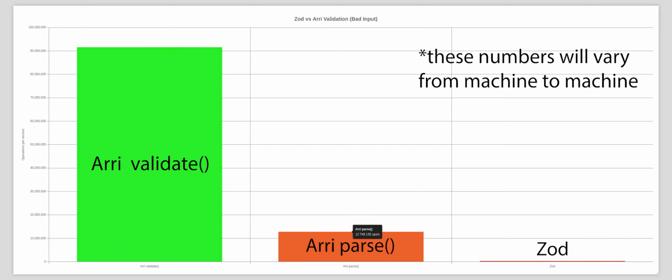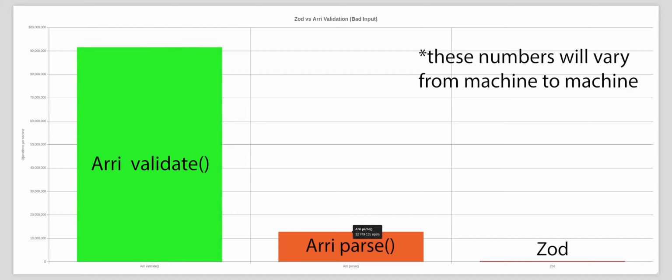Arri approaches this problem a little bit differently. So yes, if we have a result here and we call a.parse and we pass in some object, in this case, Arri will do any kind of transformations necessary, and it will allocate a whole new object. But Arri also has another method, which is .validate. And validate is for cases where you know you don't need to transform the input anymore. Instead, I just need to know, does this input conform to the shape of this schema?